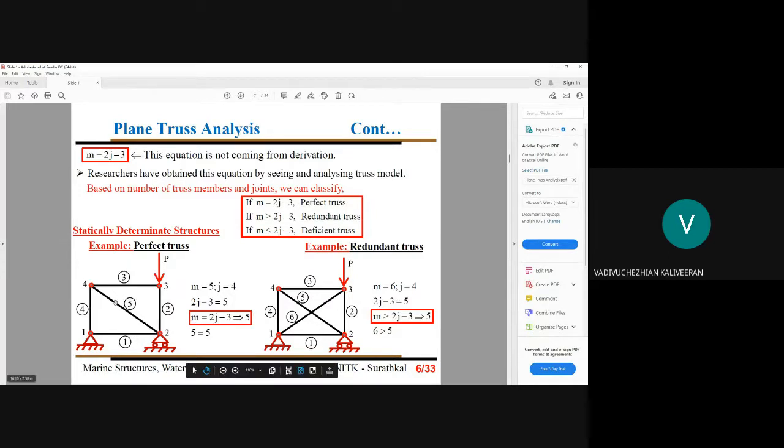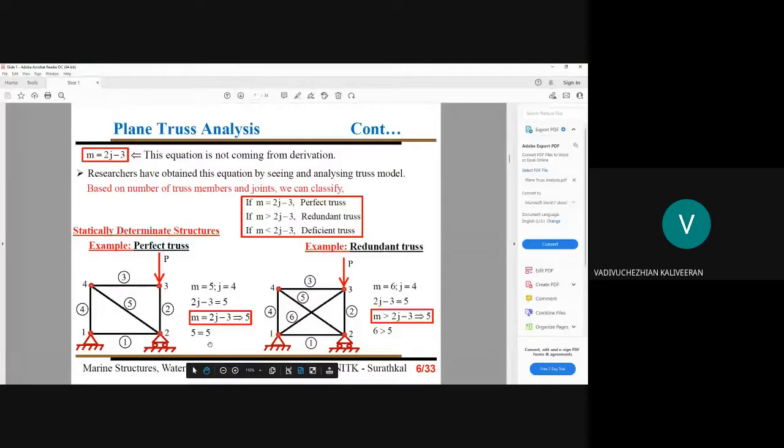From this problem only, we can understand what a perfect truss is. m equal to 5, j equal to 4. We already noted. Now we substitute to check whether it is possible. Yes, it is possible. m equal to 2j minus 3 only. In this case, 5 equals 5.